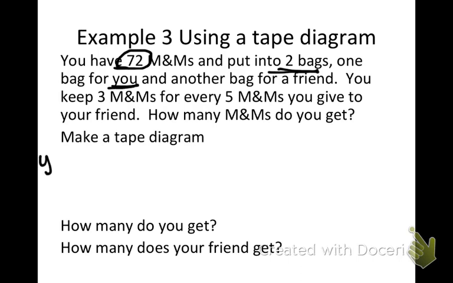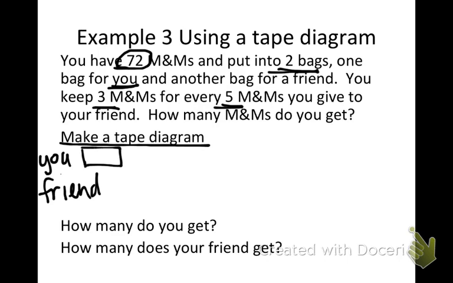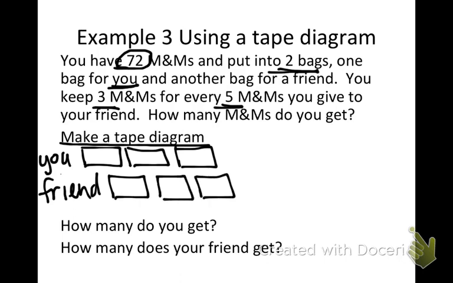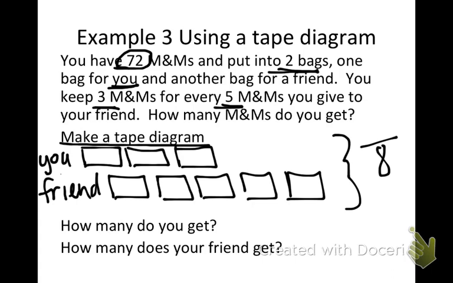So just like the last one, we have you and we have your friend, and we're going to make a tape diagram. So we need to figure out the ratio. You keep 3 for every 5 you give to your friend. So that means you get 3 boxes and your friend gets 5 boxes. 1, 2, 3, 4, 5. So just like the last problem, we have 8 total boxes.